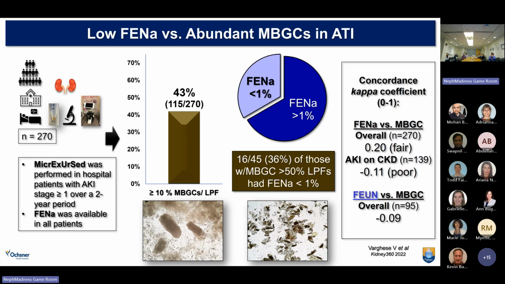And then we also look at a cohort of 95 patients who had a fractional excretion of urea nitrogen, because sometimes urea nitrogen is claimed to be the savior that is going to fix all the FENa problems. It didn't. The correlation was also pretty poor at 0.09.